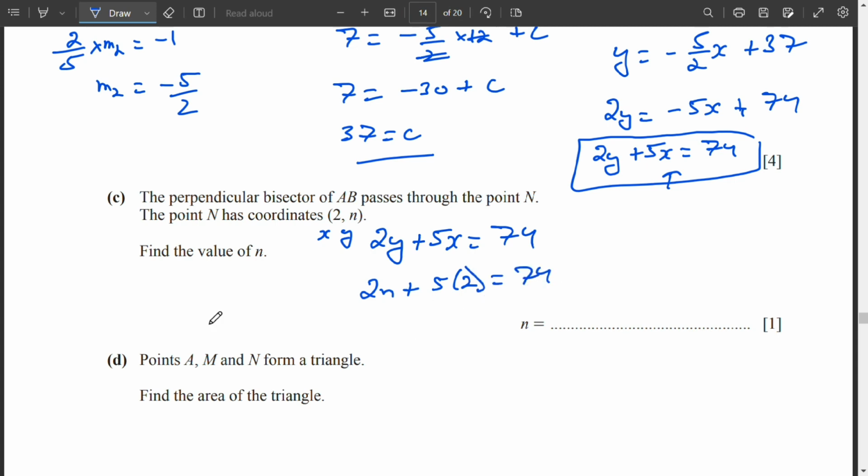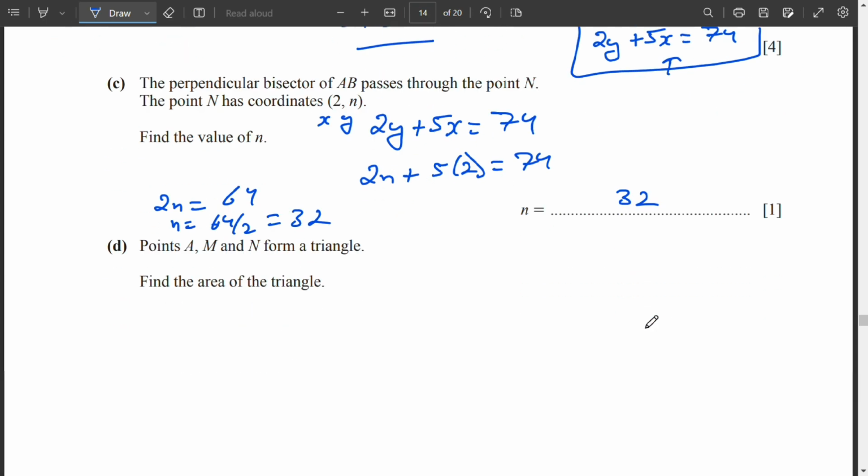So this is 10. So what is 2n? 2n equals 74 minus 10, which is 64. n is 64 divided by 2. 64 by 2 is actually 32. So the value of n is 32. Sorry, I'm writing n over here. Value of n is 32.